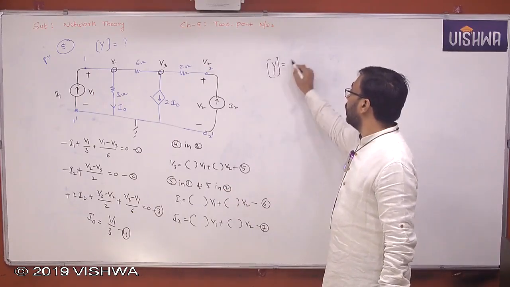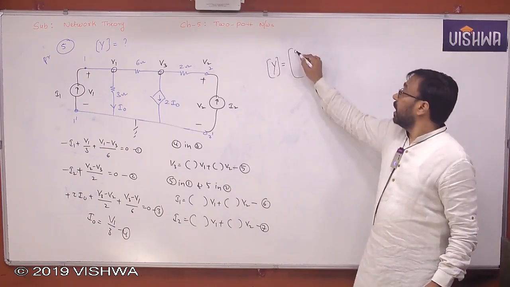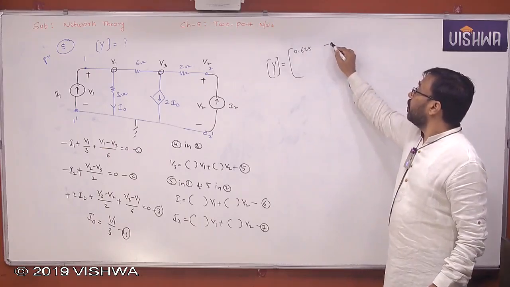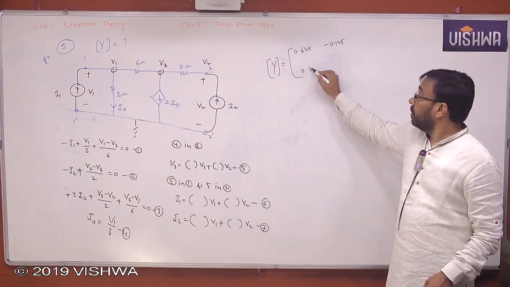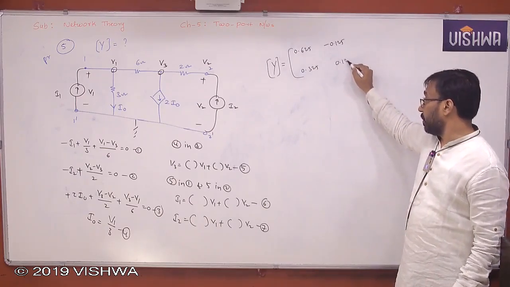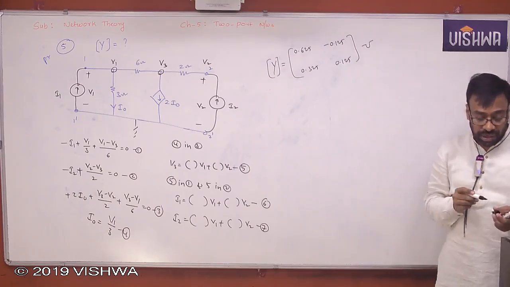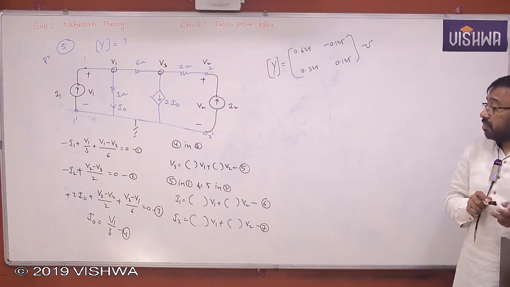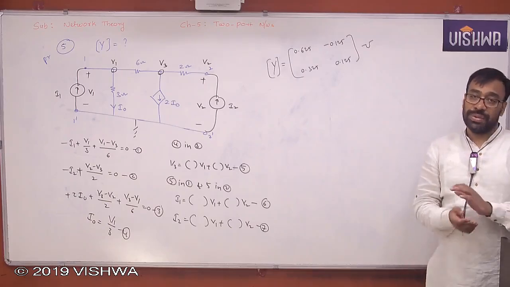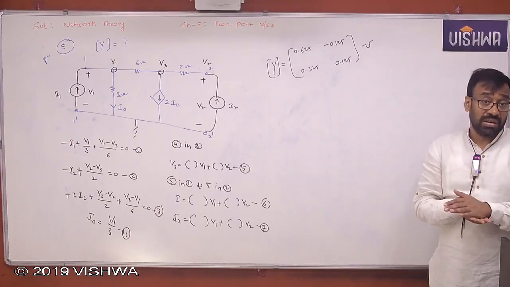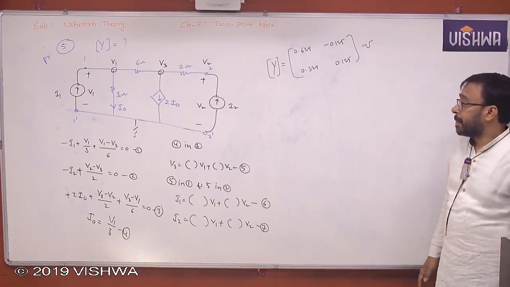Y is equal to, I give the answer, you can note down: 0.625, minus 0.125, 0.325, 0.125. I'm just giving the values here. Understand all of you, okay? When a dependent source is given, then mostly you have to deal with either node analysis or mesh analysis. Sometimes the definitions will also work, no doubt in that. Okay? No doubt?